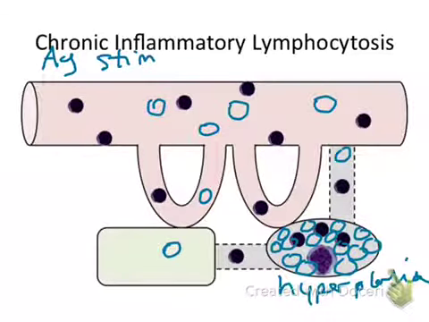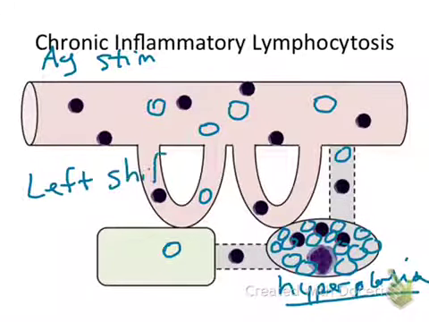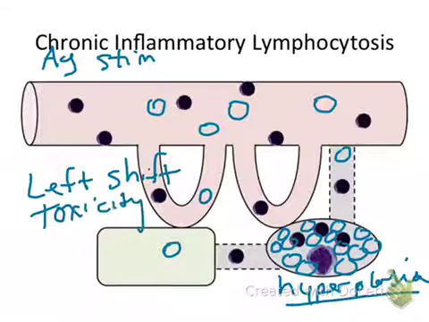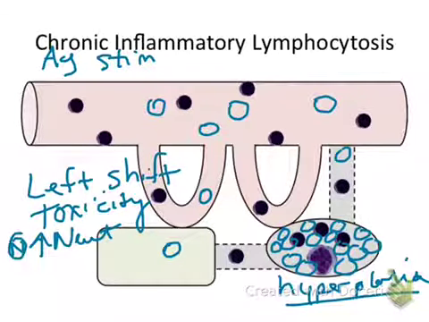So with chronic inflammatory lymphocytosis, it's due to hyperplasia, lymphoid hyperplasia. So support for this type of lymphocytosis, you might see a left shift, so you'll look for indicators of inflammation, including a left shift and toxicity. Usually there is also a neutrophilia, but the neutrophil count might also be normal.